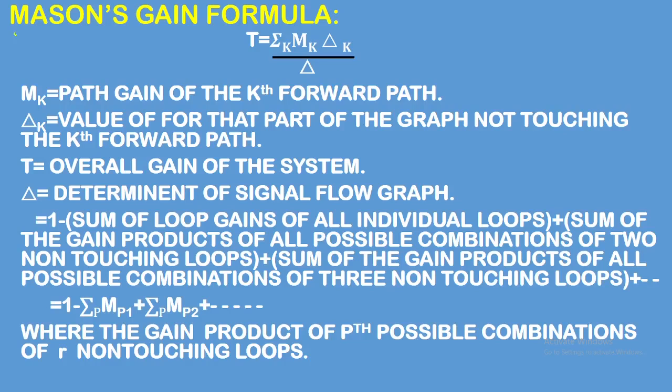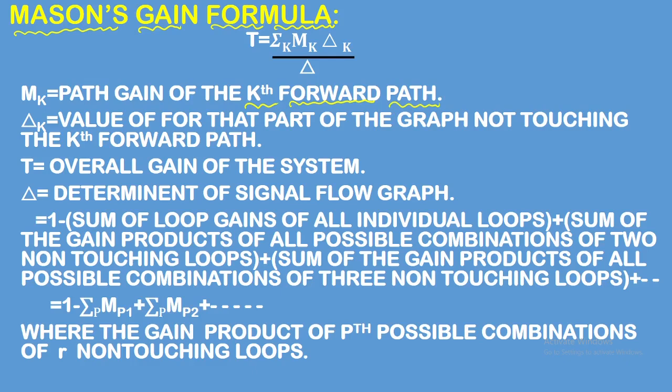Today we are going to see what is the Mason's gain formula which we are going to use for the determination of the transfer function of a given signal flow graph. So the transfer function can be defined as sigma k, Mk and delta k divided by delta. Mk is the path gain of the kth forward path. So let us consider the first forward path, which means you have to take the path gain of that forward path.